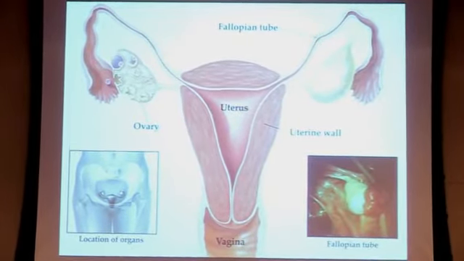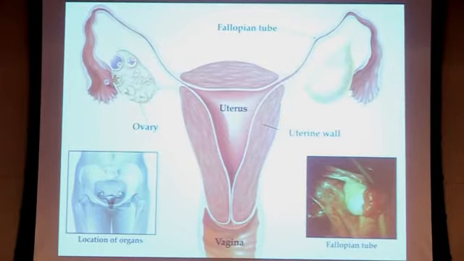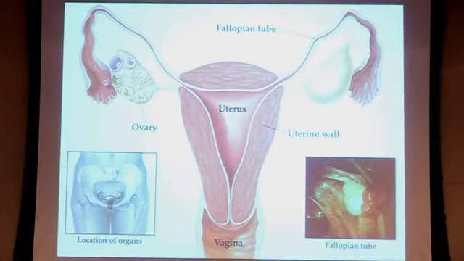So this female anatomy sits in the pelvis here in a schematic. And on the right side is a laparoscopic picture of the pelvis, which is a camera surgery through the belly button. And you see the ovaries in white, and this is the fallopian tube here. And the uterus is not seen on the left side of the picture.